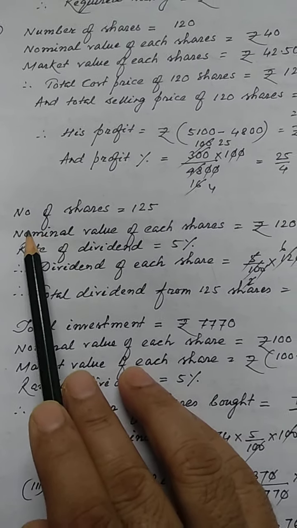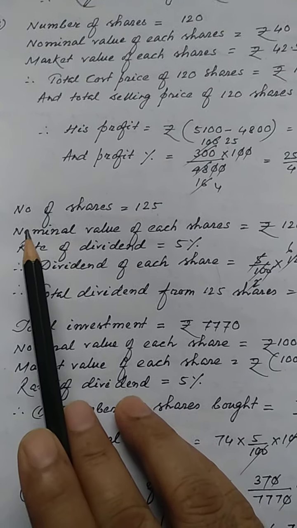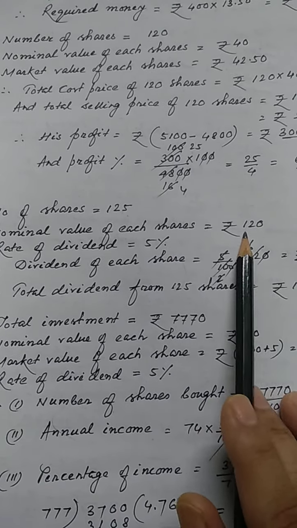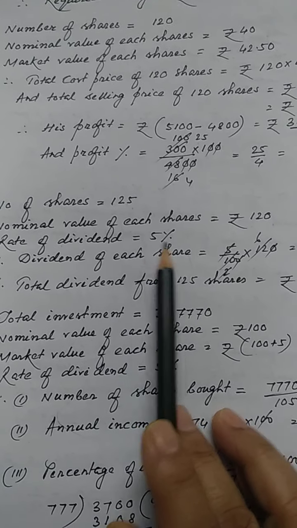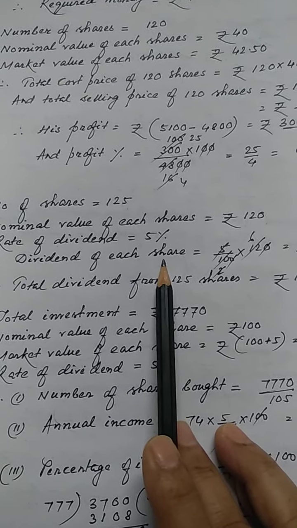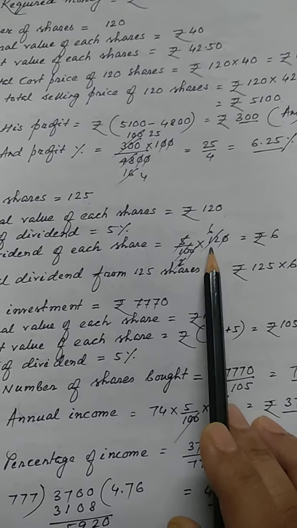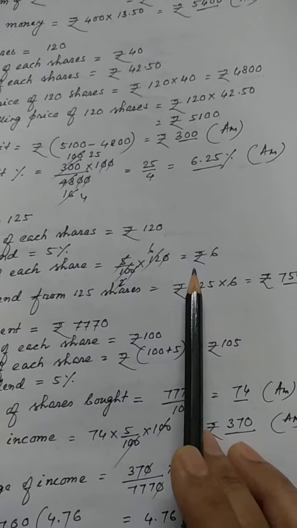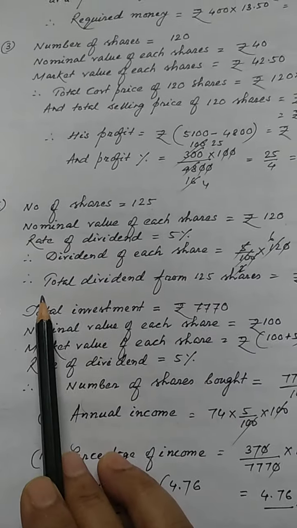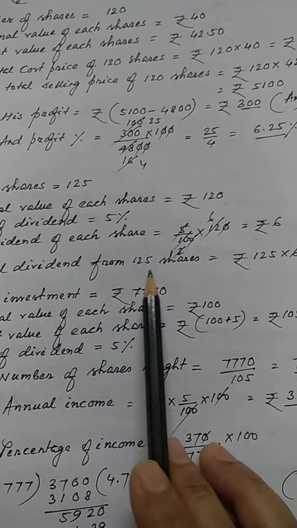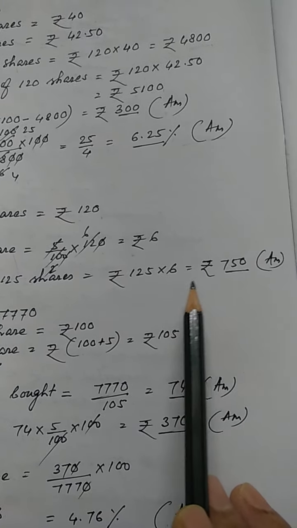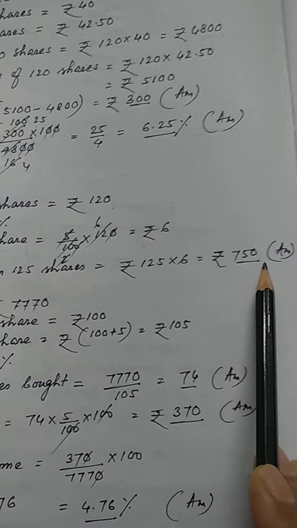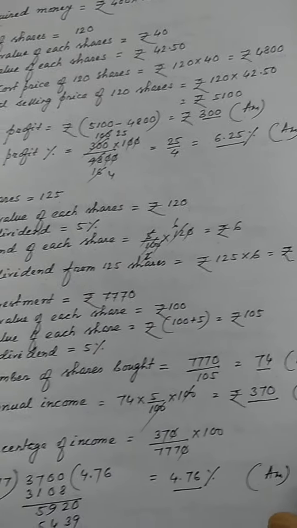Now see, number of shares 125 and nominal value of each share rupees 120, rate of dividend equal to 5%. Therefore dividend of each share will be 5 by 100 into 120, that is equal to rupees 6. Therefore total dividend from 125 shares equal to rupees 125 into 6 equal to rupees 750. So this will be the answer.